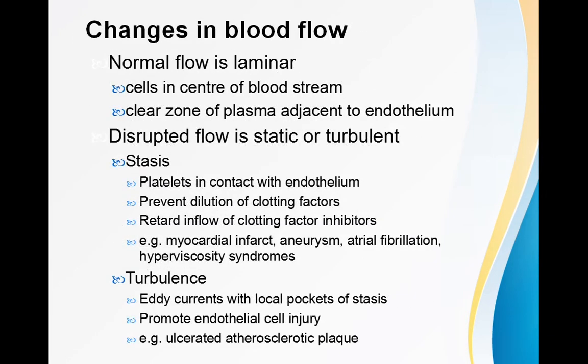Changes in blood flow. Normal flow is laminar, with cells in the center of the bloodstream and a clear zone of plasma adjacent to the endothelium. Disrupted flow is static or turbulent. Stasis: platelets come in contact with the endothelium, dilution of clotting factors is prevented, and inflow of clotting factor inhibitors is retarded, as in myocardial infarct, aneurysm, atrial fibrillation, hyperviscosity syndromes.